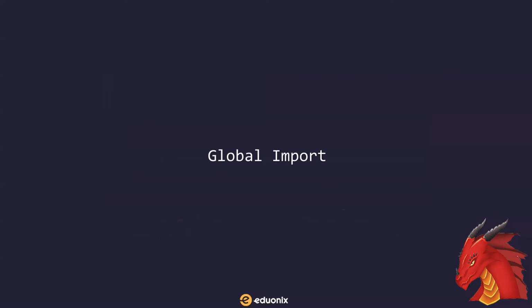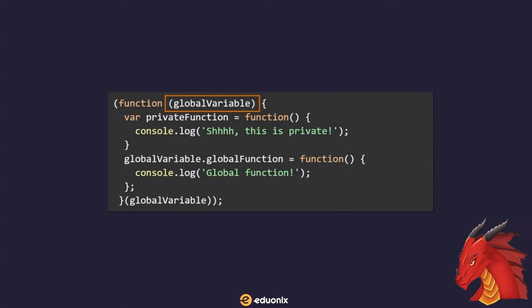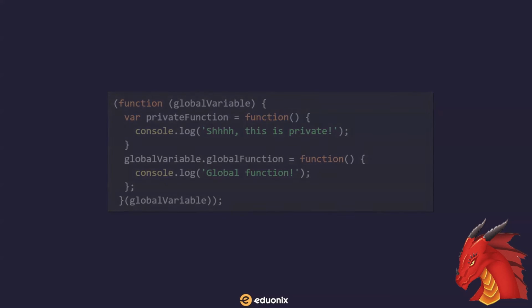Another approach to modules used by libraries like jQuery is the global import. A global import is similar to an anonymous closure, except now we pass in globals as parameters. Take a look at this code. In this example, global variable is the only variable that's global. The benefit of this global import approach over anonymous enclosures is that you declare the global variables up front, thus making variables emphatically visible to developers working with the code.